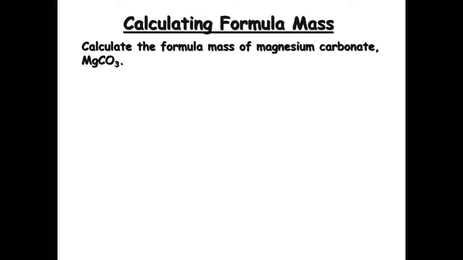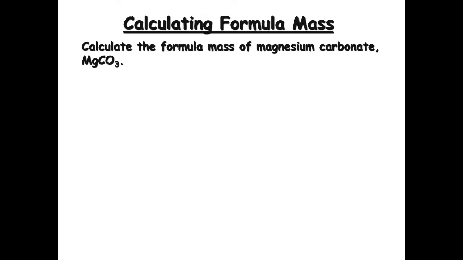Now, we've already looked at the molar mass of an atom, which is exactly what's found on the periodic table. And now we want to look at molar mass, formula mass, however we want to say it, it all kind of works out the same way, of compounds. And so we have magnesium carbonate.